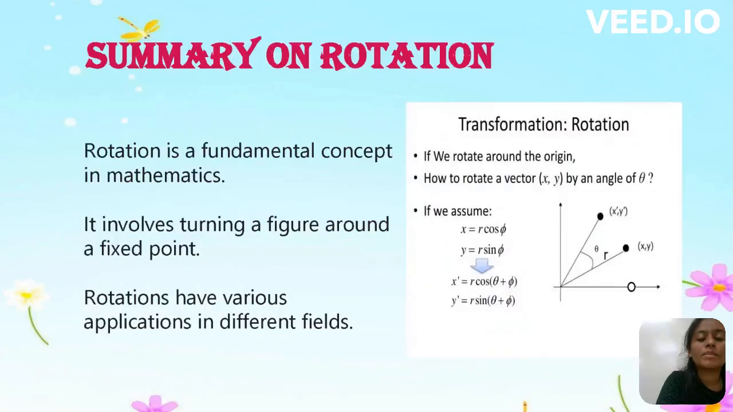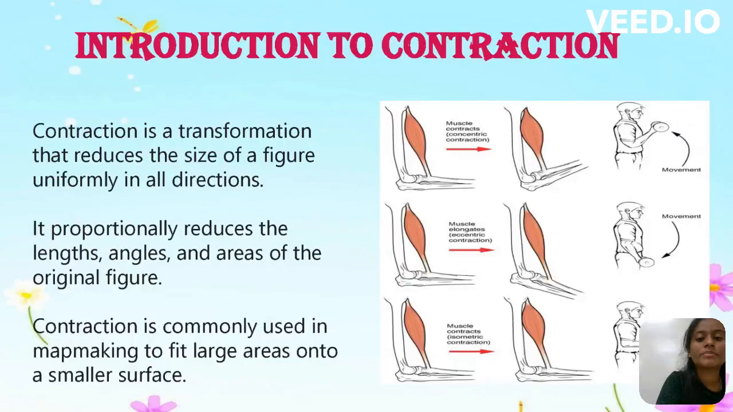pirouette. Summary on rotation. Rotation is a fundamental concept in mathematics. It involves turning a figure around a fixed point. Rotations have various applications in different fields.